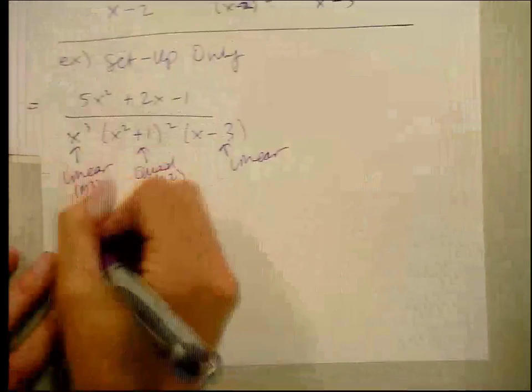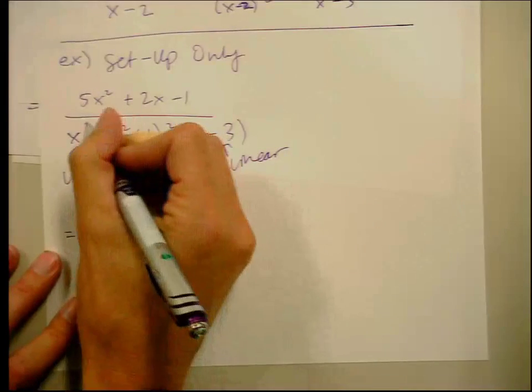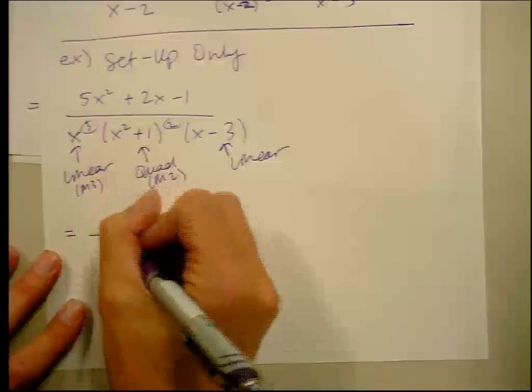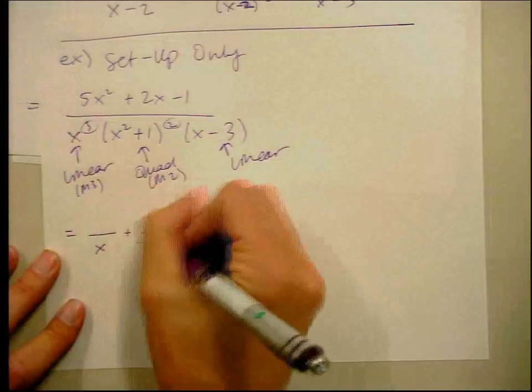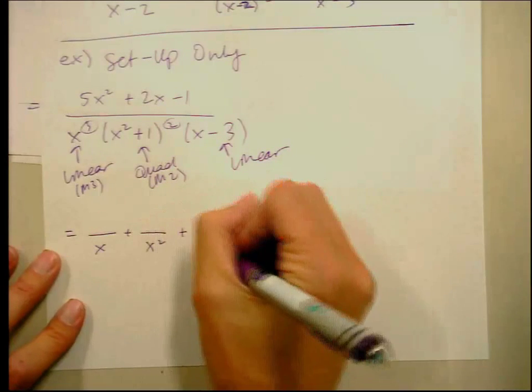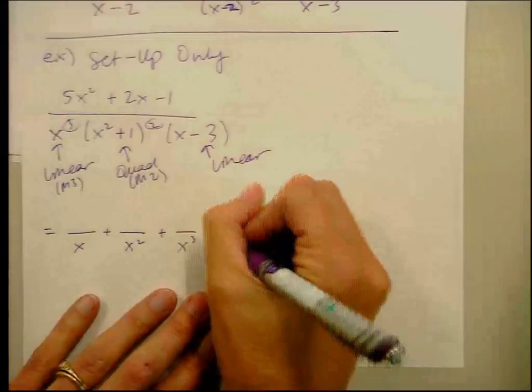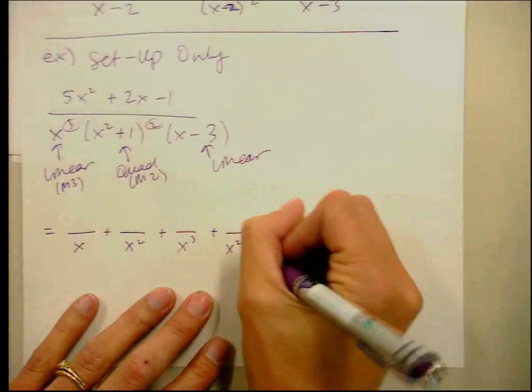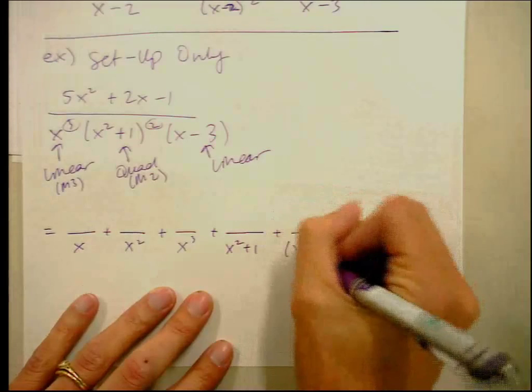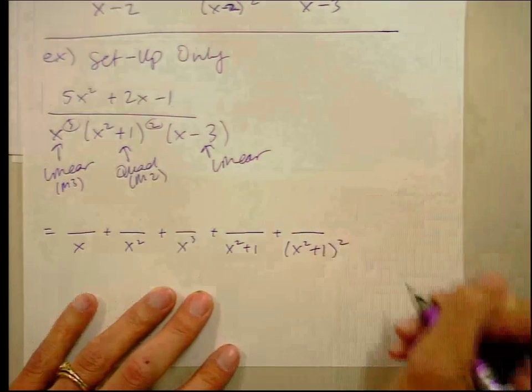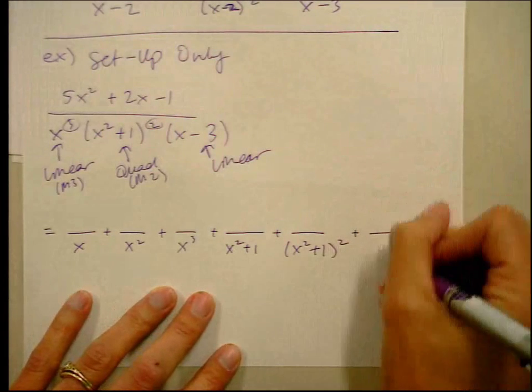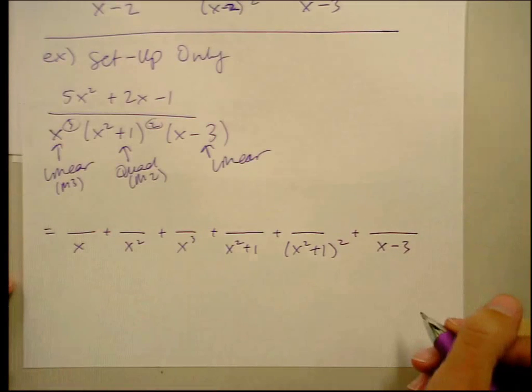Okay, I'm going to put my template here. I need to count up to my multiplicities. X cubed means I've got an x, an x squared, and an x cubed. For that quadratic, I've got an x squared plus 1, and an x squared plus 1 squared. And then the last linear is an x minus 3.